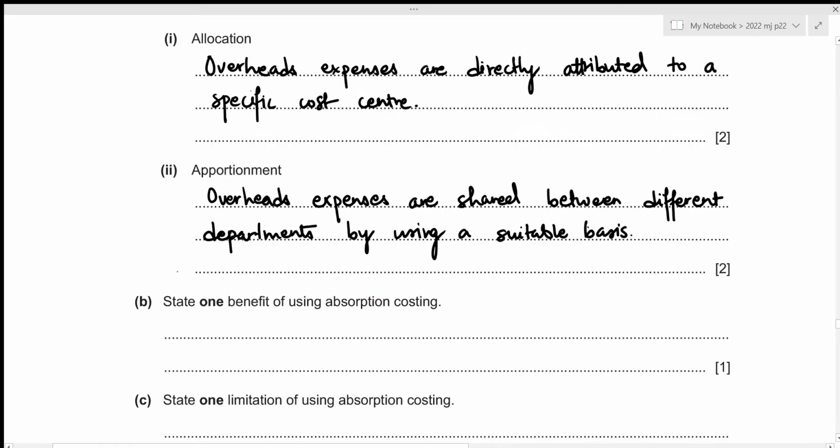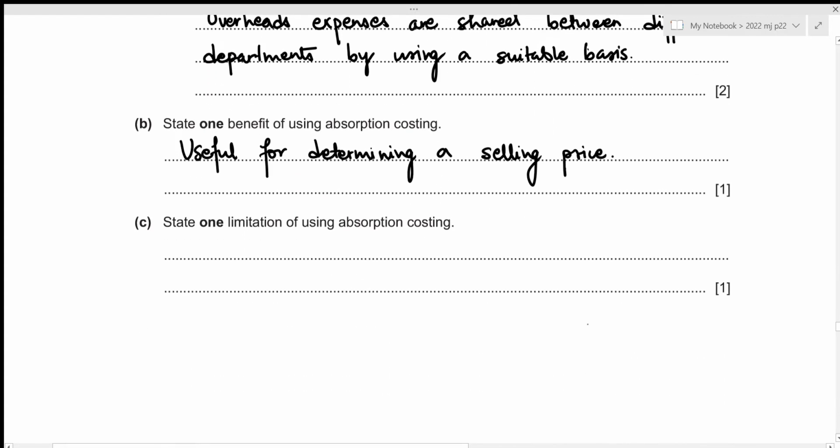We need to state one benefit of using absorption costing. So the very major benefit of using absorption costing is that it is useful for determining a selling price. Let's write it down. Useful for determining a selling price. Alright, this concludes the second part. Now we can move towards the third one.